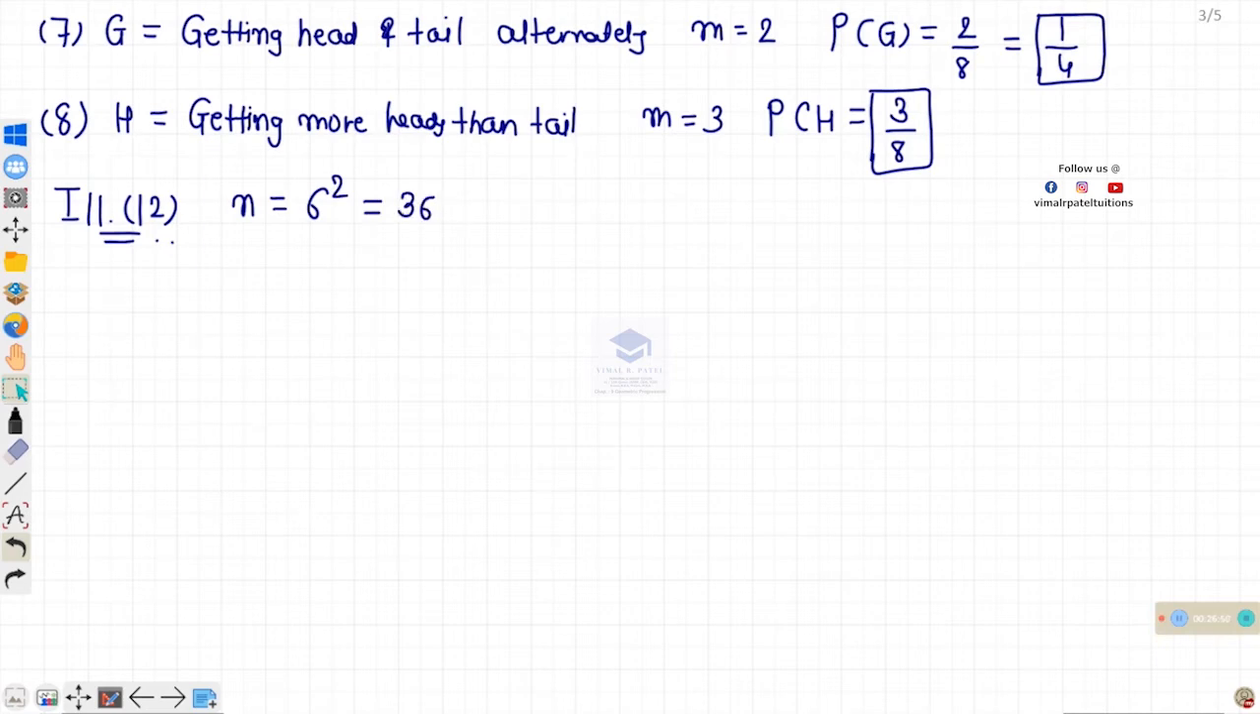Six. 1 1, 1 2, 1 3, 1 4, 1 5, 1 6, 2 1, 2 2, 2 3, 2 4, 2 5, 2 6, and so on up to 6 1, 6 2, 6 3, 6 4, 6 5, 6 6.